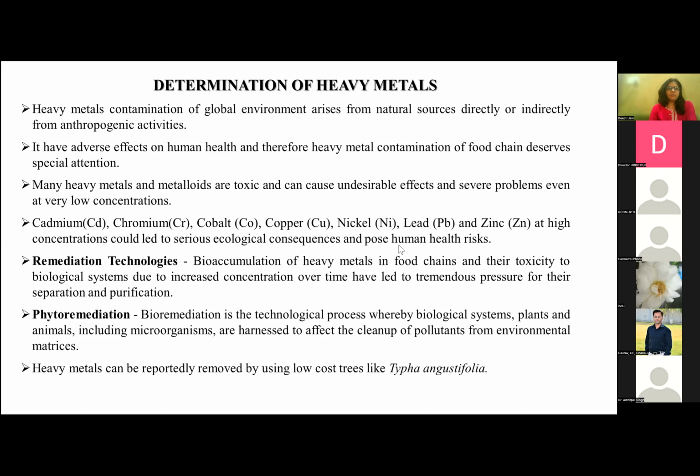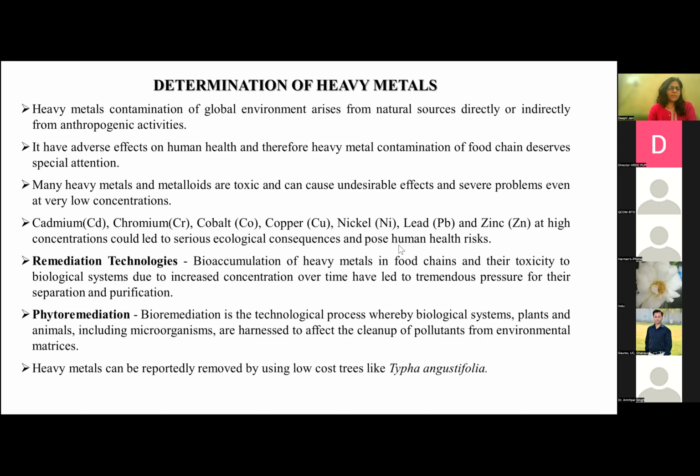So it has adverse effects on human health, and therefore heavy metal contamination of the food chain deserves special attention. Many heavy metals and metalloids are toxic and can cause undesirable effects and severe problems even at very low concentration. Like cadmium, chromium, cobalt, copper, nickel, lead, zinc, at high concentration could lead to serious ecological consequences and pose many human health risks.